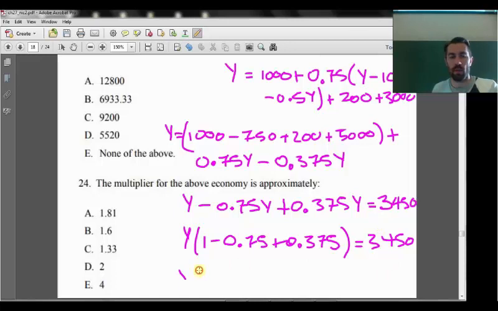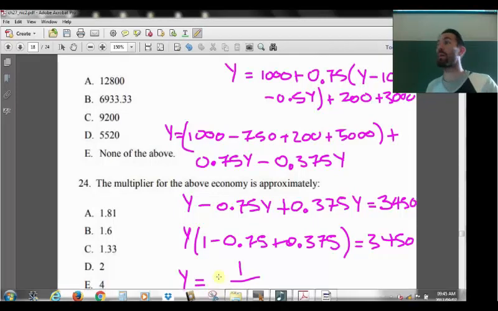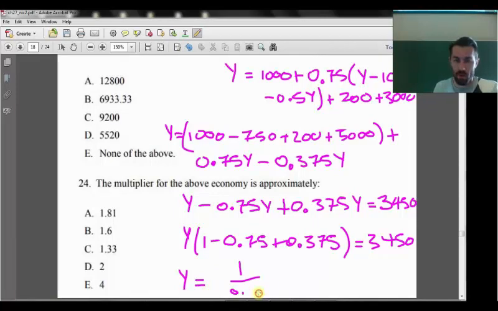Then I've got Y equal to 1 over, what is this number here? Something horrible that I don't want to calculate in my head. 0.625 times 340.